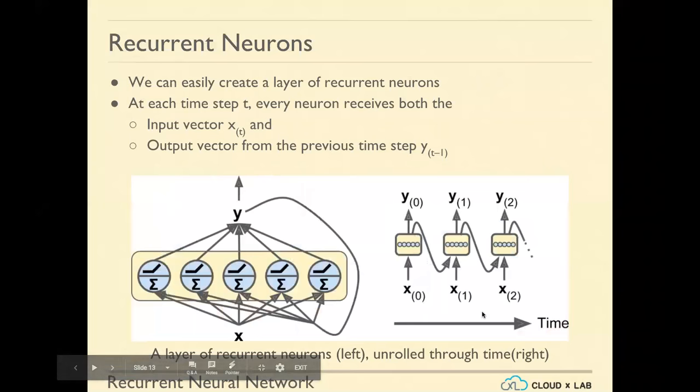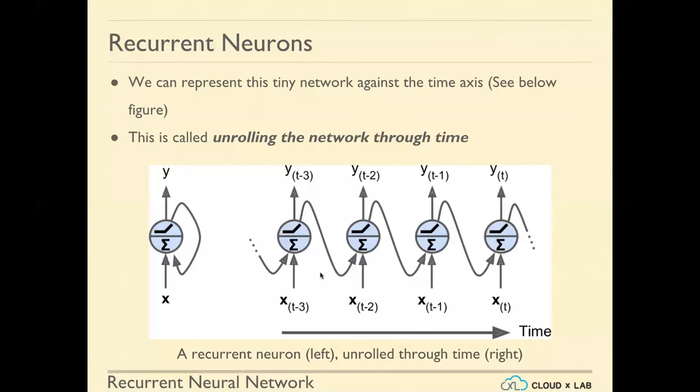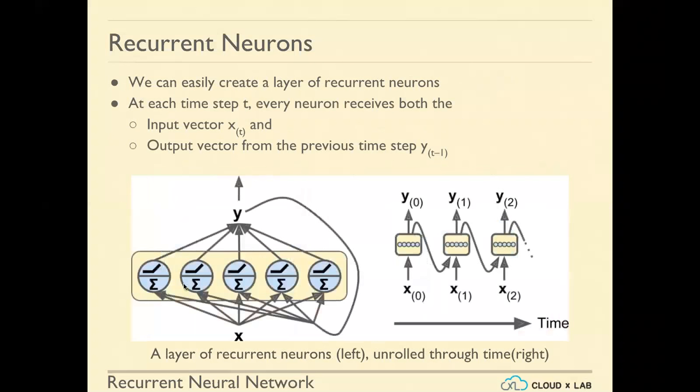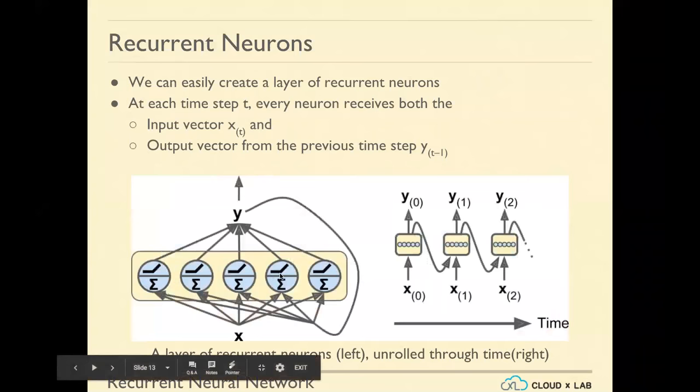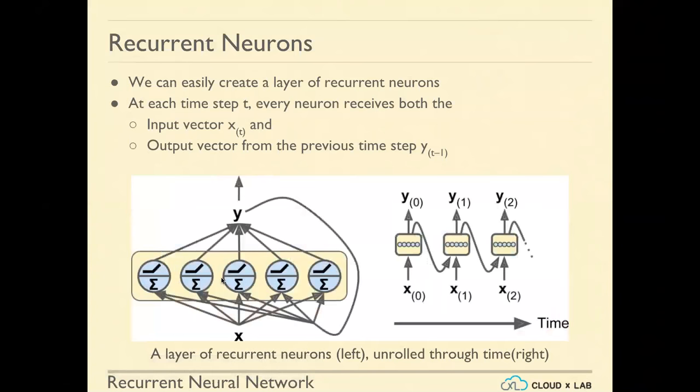So we can easily create a layer of recurrent neurons. At each time step t, every neuron receives input from both the actual input as well as the output from the previous step. Please note that this is an extension of the previous one. The number of neurons in a layer is a hyperparameter that you can control. If you have more neurons, you can learn more things about the input, and so on.